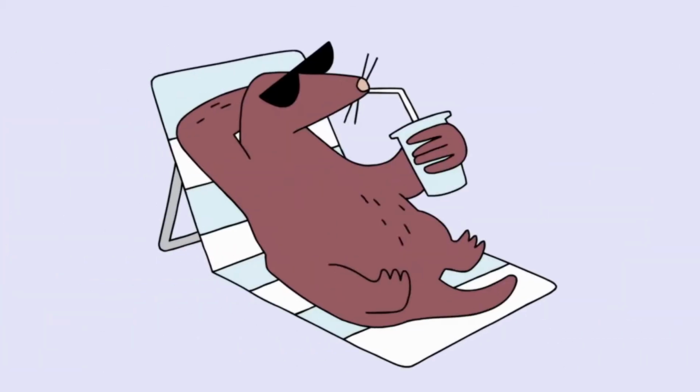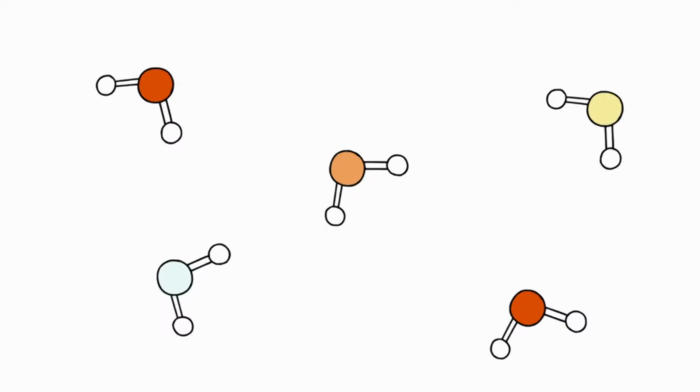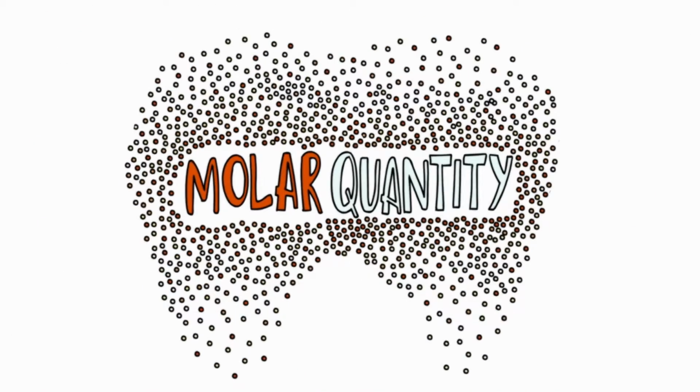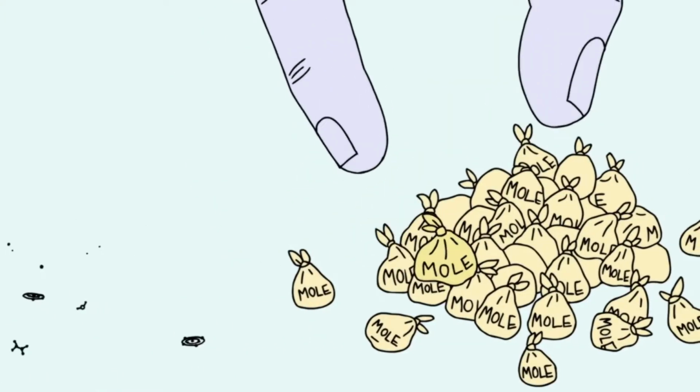Now, back to the mole. Not that mole. This mole. Yep, this number has a second name, the mole. Chemists use the term mole to refer to quantities at the magnitude of 602 sextillion. This is known as a molar quantity. Atoms and molecules are so small that chemists have bundled them into groups called moles.